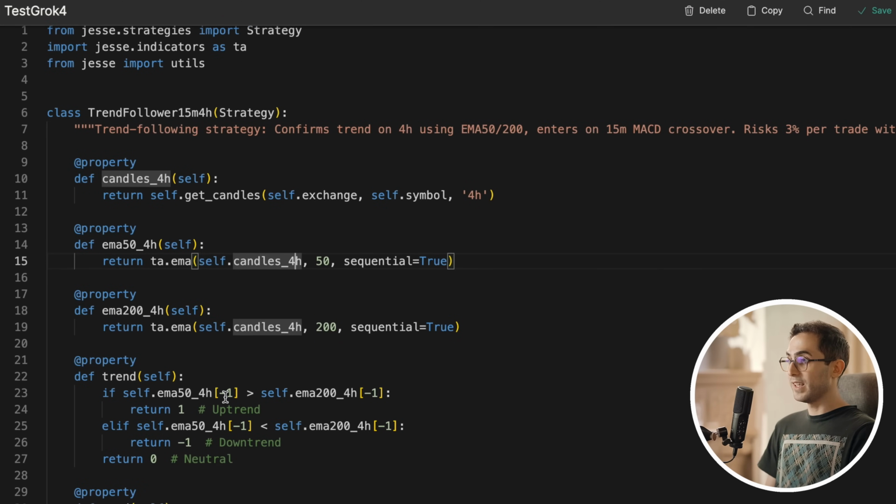For the trend, it's saying if the last value of this. Now, we usually don't do this in Jesse because we can simply write it as this, right? We don't need this. But because it passed the sequential as true, it did have to do this.